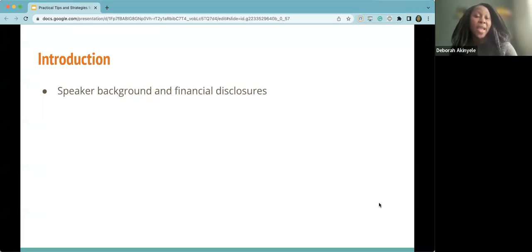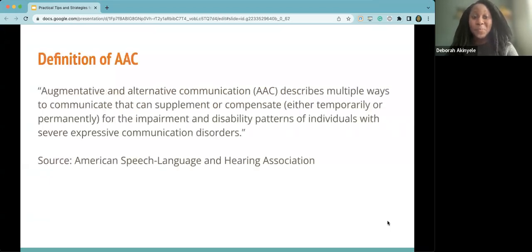And so I just have one financial disclosure. I am the founder of a company called Voice Tech, and it is a company that is set up to just create more solutions for AAC and to support all the populations who benefit from the use of AAC devices.